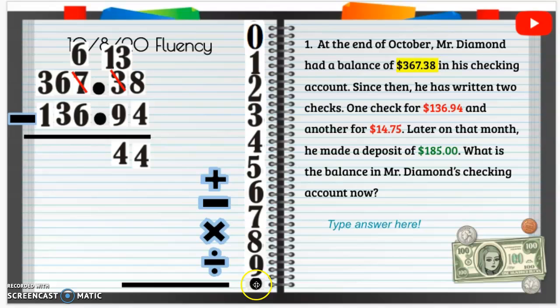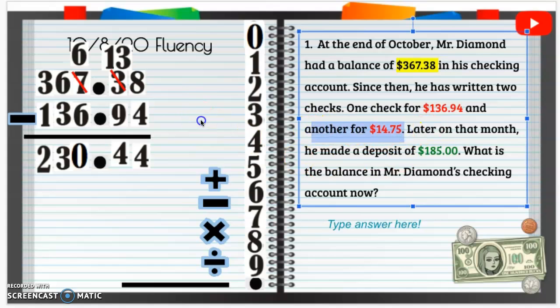What do I do with that decimal? Drop it low, drop it down, down low. Or drop it like it's hot. All right, 6 minus 6. That gives us the answer of 0. 6 minus 3 is going to be 3. And 3 minus 1 is 2. So now, after he wrote that first check, he has $230.44 left. He also wrote another check for $14.75.